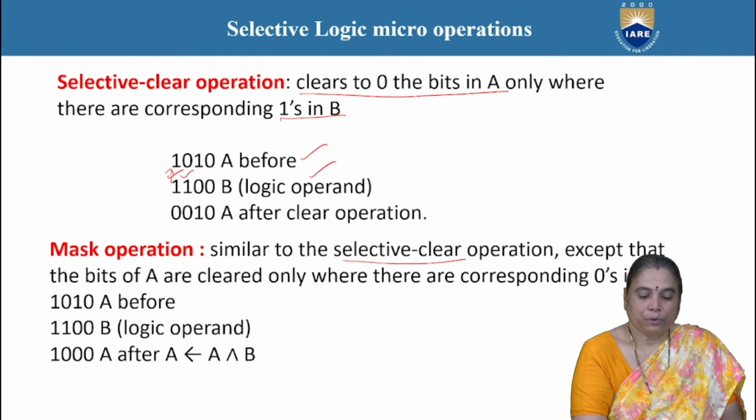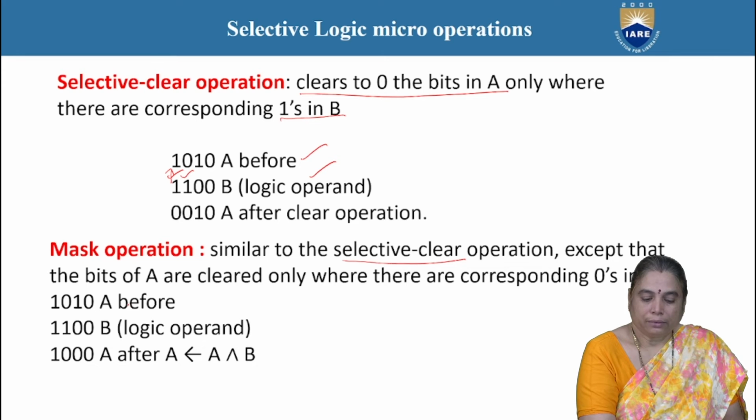Here, if you take two registers as the example, A register and B register, A is having the value 1010, B is having the value 1100. Here we have to take the occurrence of the 1. Here it is 0 and here it is 1. So here also the 1 has to be transmitted as output. But here we have to look into the mask operation. It is different from the selective clear operation.